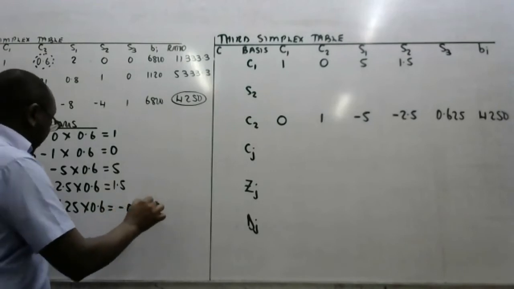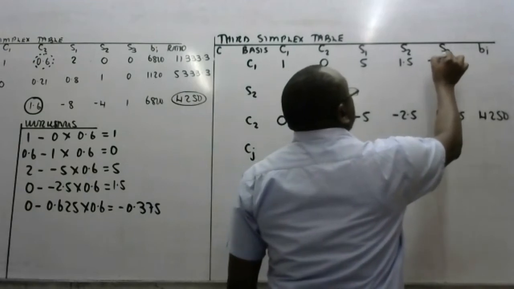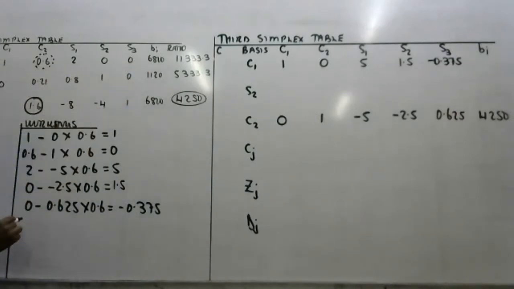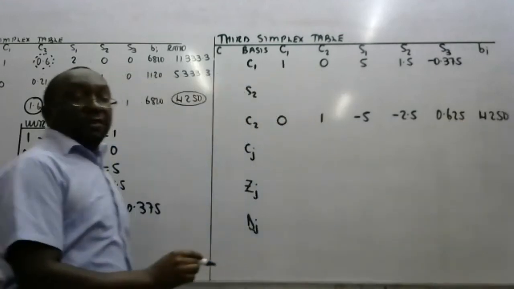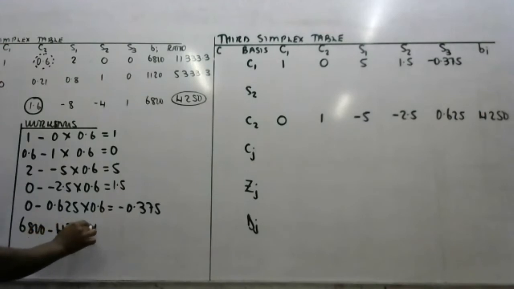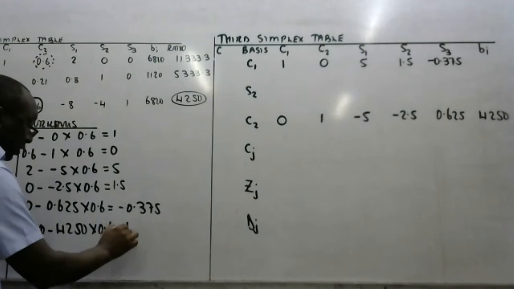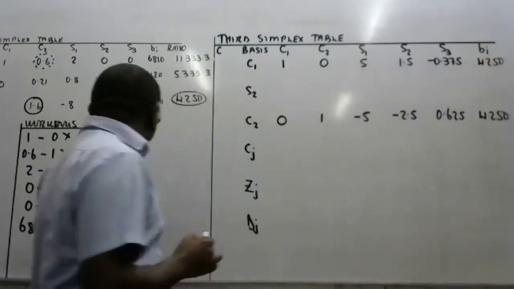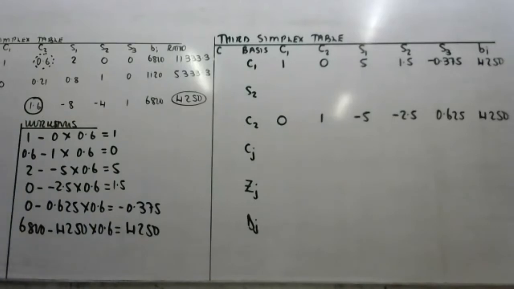Minus 0.375. So you rush here and record minus 0.375. Then we are now here, 6,800 minus the corresponding value here, which is 4,250, multiplied by the balancing of 0.6. For 250, you run here and record 4250. That one is okay. We are moving on.